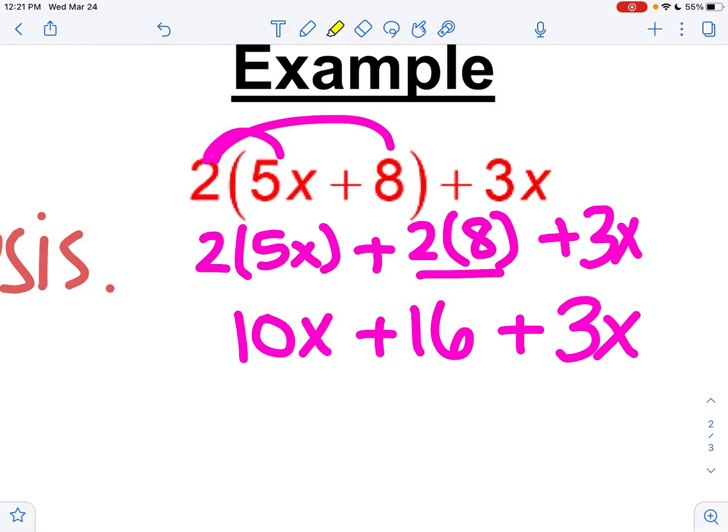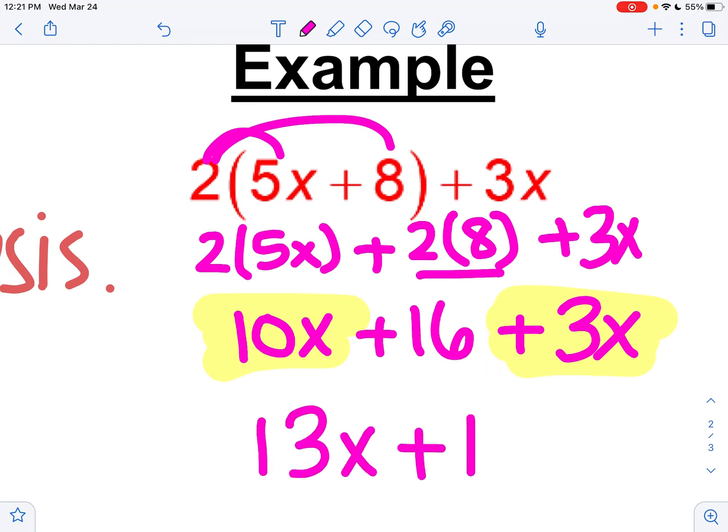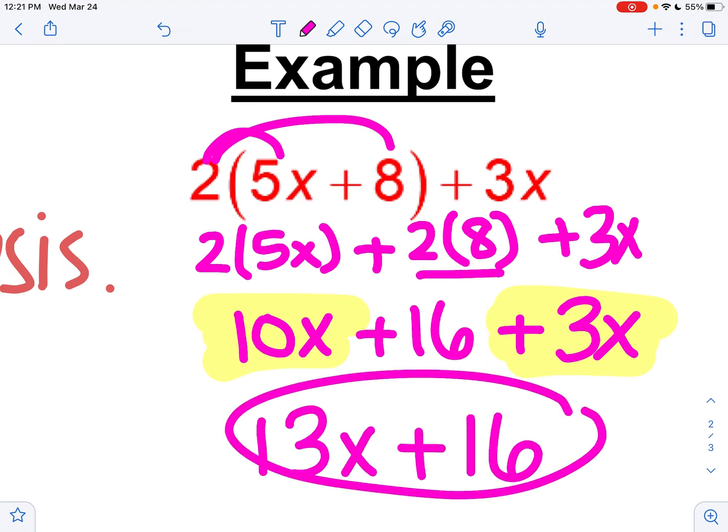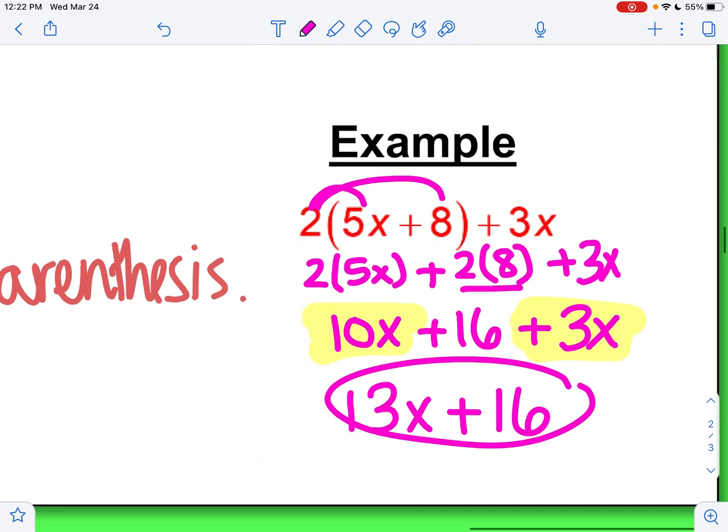Alright, so now we have a long line of terms. So we need to combine them. Which ones could we combine? Right, we can combine this 10x plus 3x. Okay, well 10 plus 3 gives us 13x, and then we still have this 16 on the end, so 13x plus 16 is our answer.